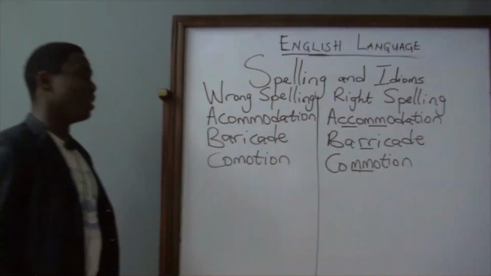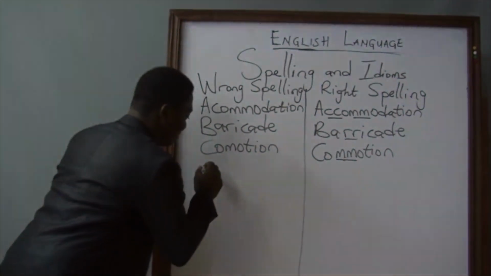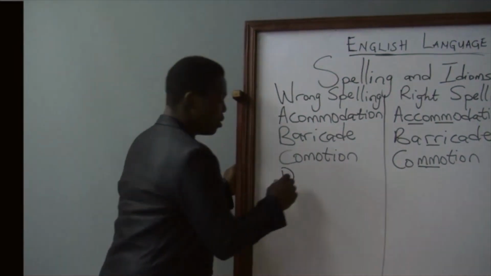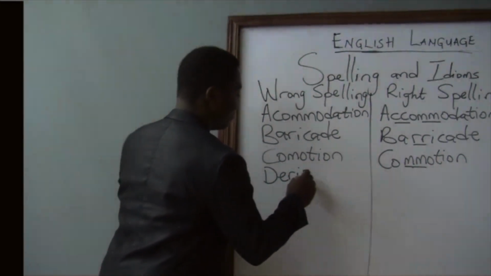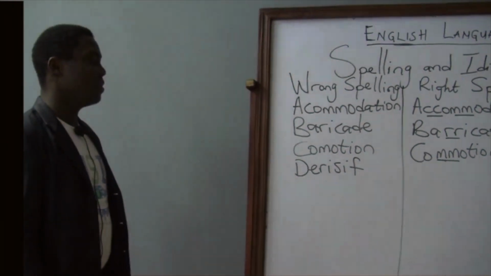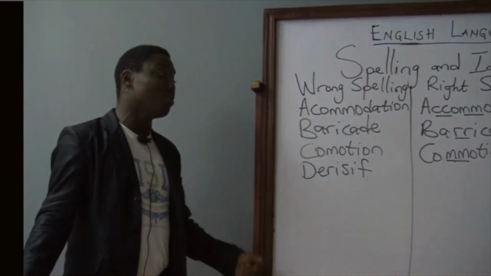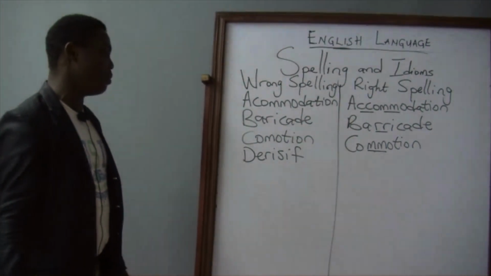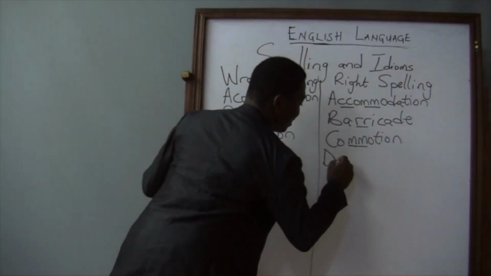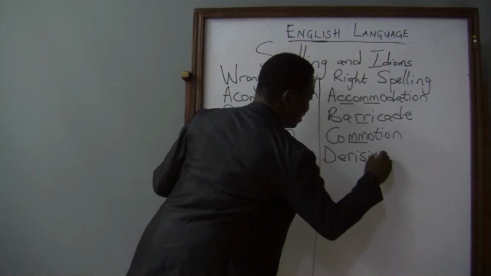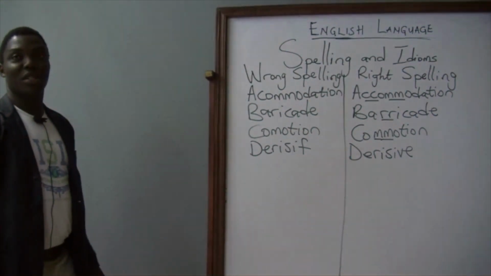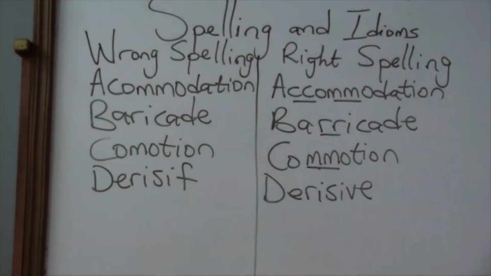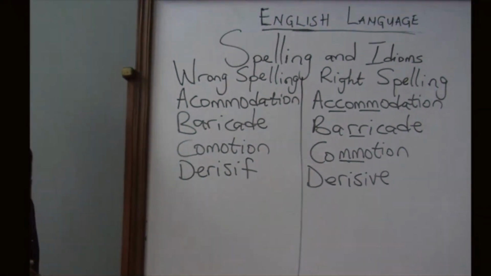We shall also consider another word beginning with the letter D. Derisive. I'm going to start with the wrong way of spelling it. Yeah, I didn't explain the meaning of commotion. Commotion simply means confusion, chaos, hullabaloo. So let's move on to derisive, and that will be DERISIVE. Derisive simply means looking down on someone, belittling someone.